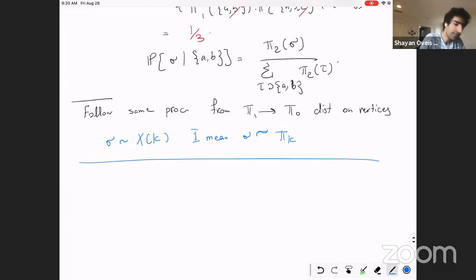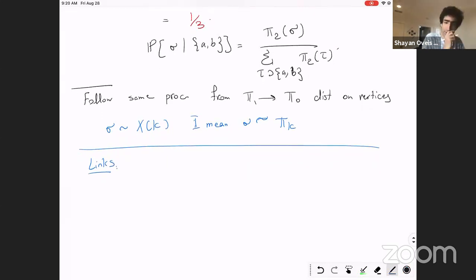Okay, so we need the next object, links. Hopefully then we'll be able to say a little bit more math. So what is a link? Let's say you have this complex X. You look at an element I. X of I is defined as follows. It's the set of sigma such that sigma union I is a face in X and I is not in sigma.